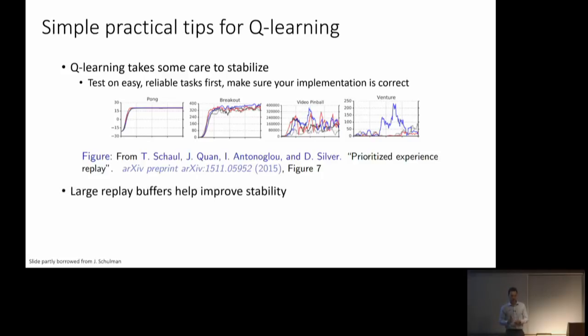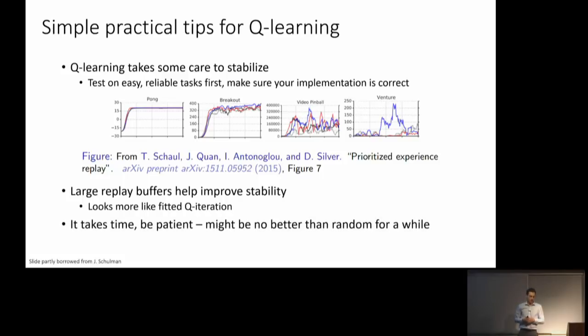Large replay buffers tend to help improve stability. So even though it might seem like you don't need to store a million transitions, it can help make training more stable. It makes it basically look more like fitted Q iteration in a sense. And it takes time, so you should be patient.